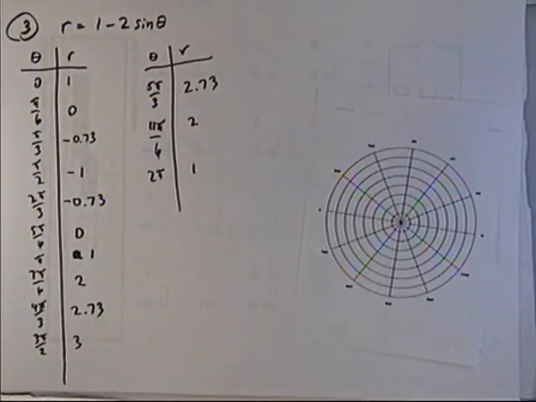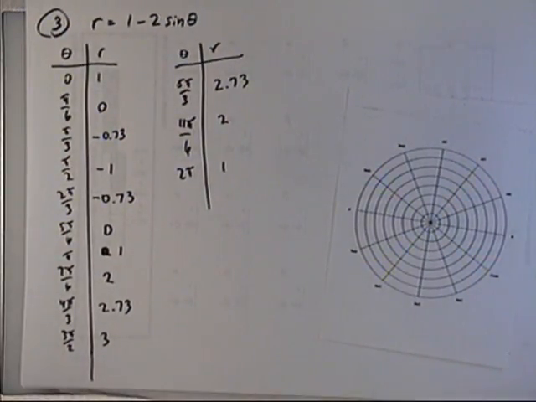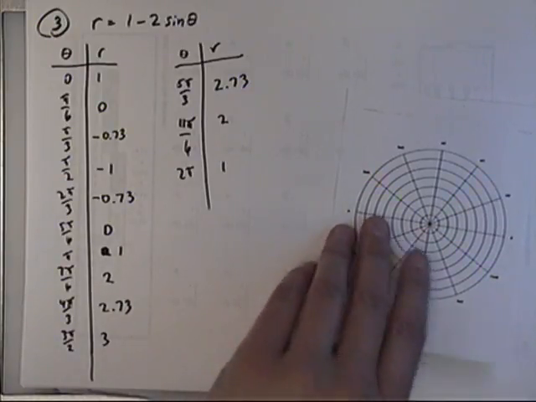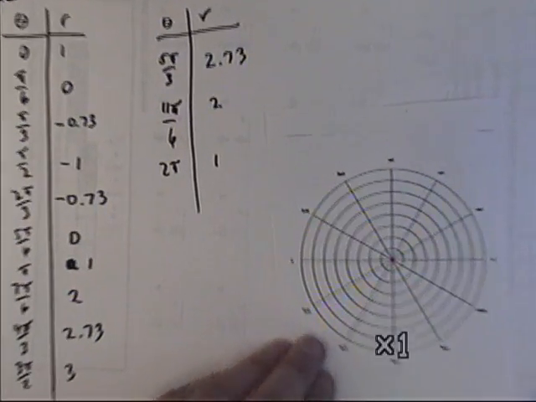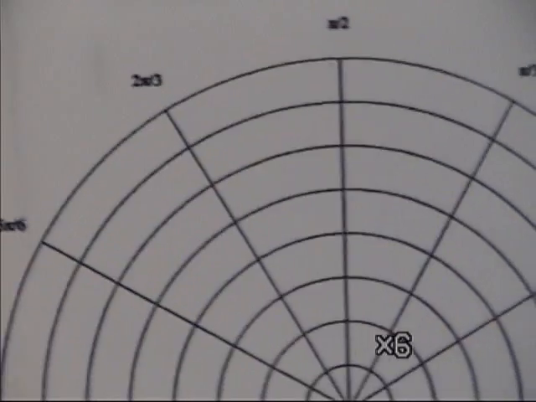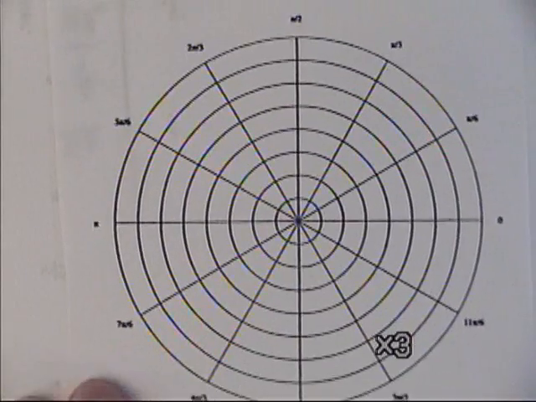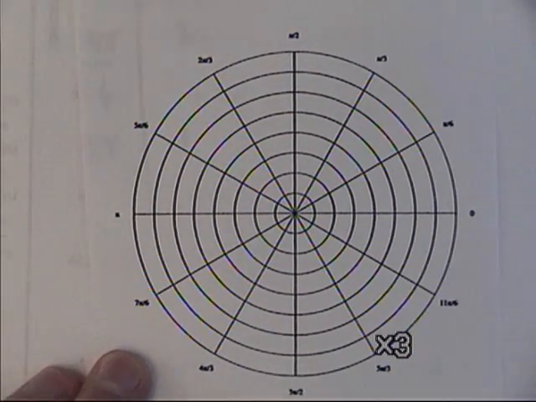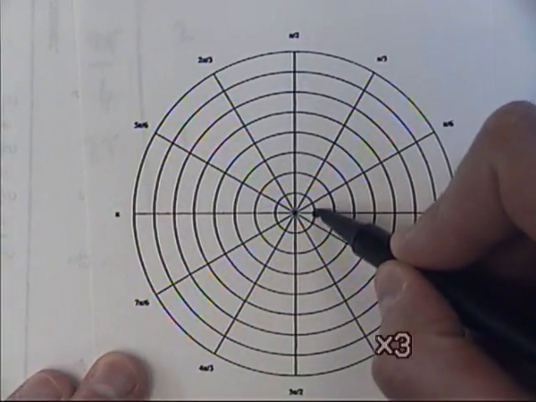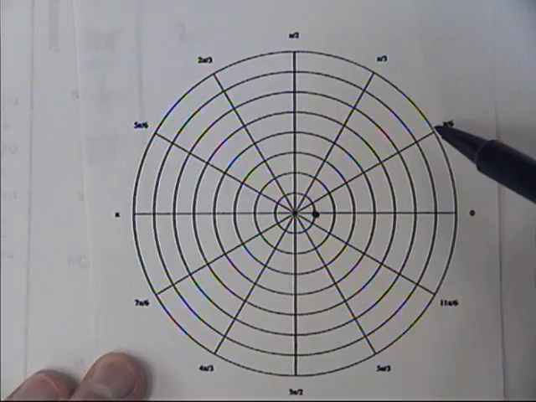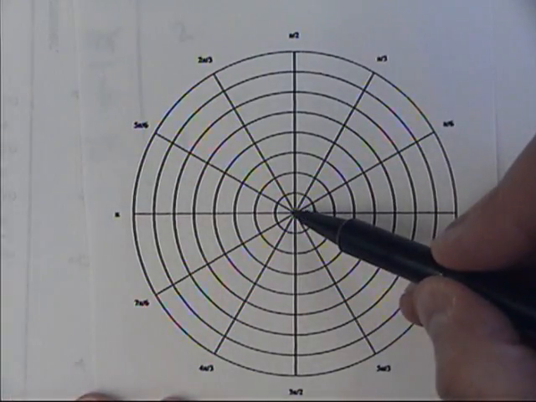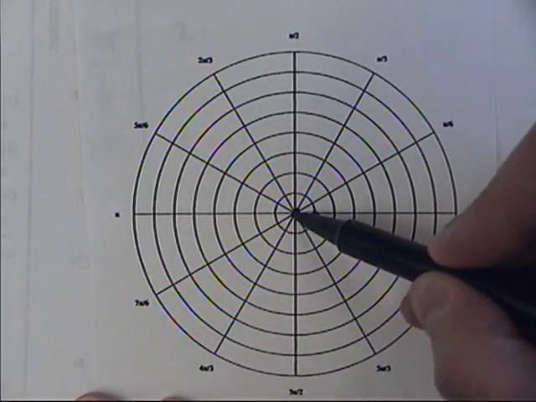Okay, so there are the numbers, and now I'm going to plot them. So I'm going to zoom in this time to plot these numbers. Okay, so the first one is 0, 1. So the radius is 1, and I don't move. At pi over 6, the radius is 0. So that would be on the origin.